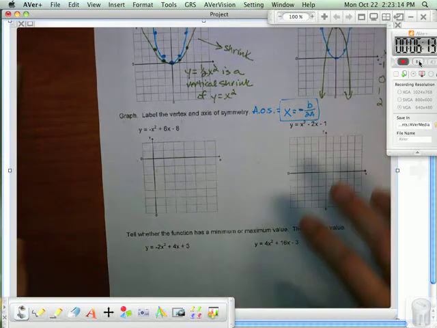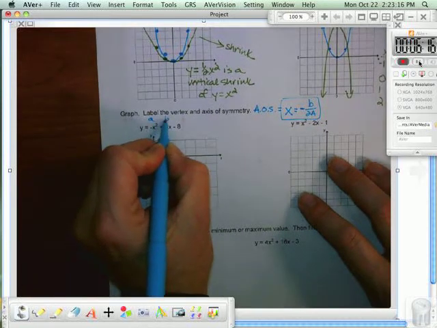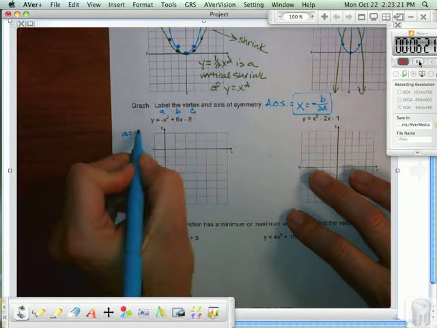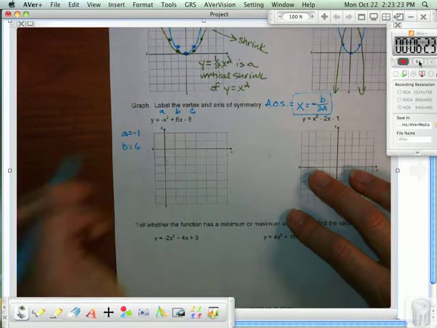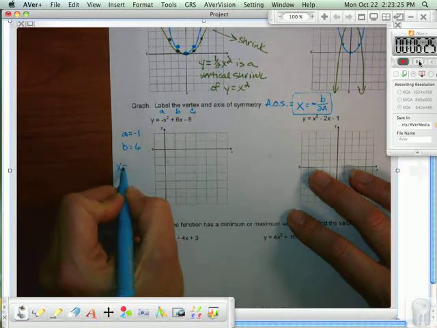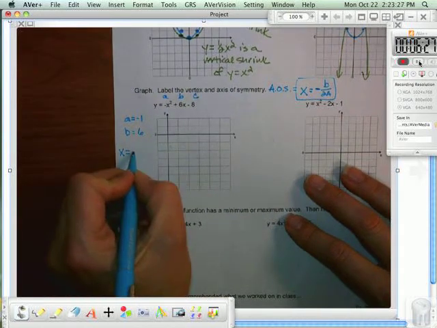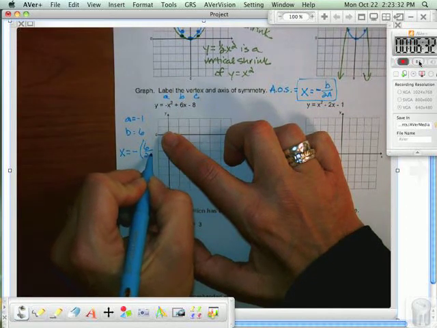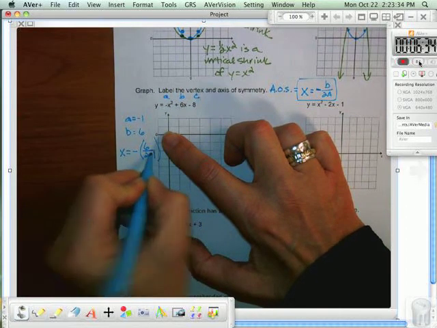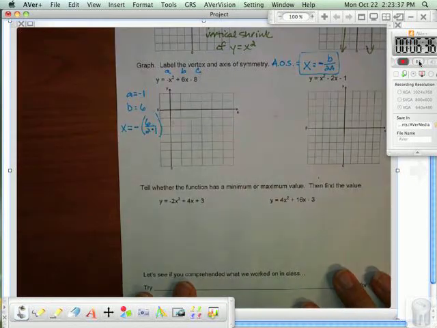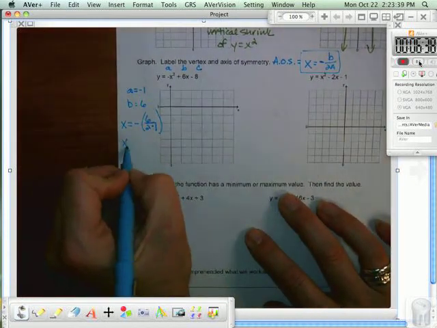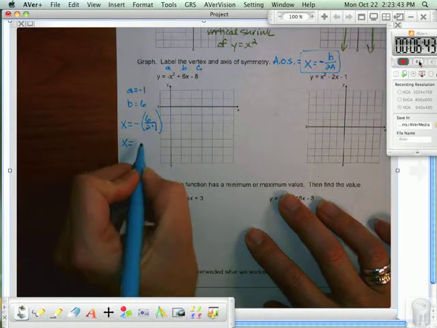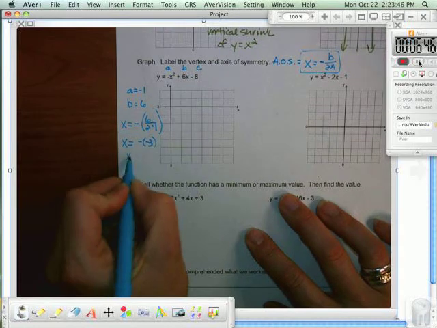I always identify my A and my B and my C if I need to. What's my A? Negative 1. What's my B? 6. Now I can work with this equation. X equals negative B over 2 times negative 1. So X equals negative 3, negative negative 3, and X equals 3. Did you get 3? Yeah.